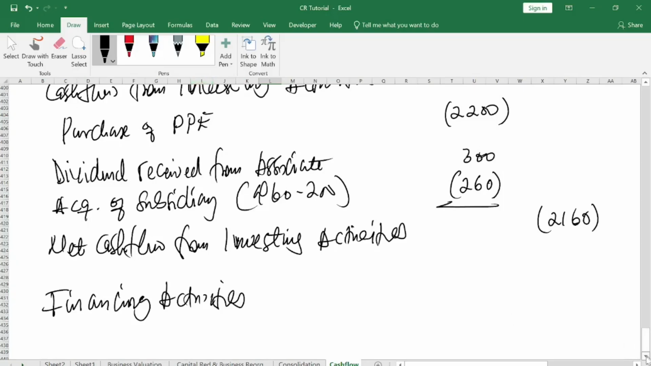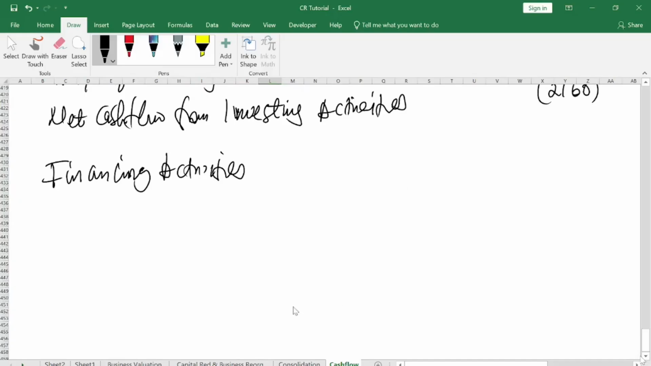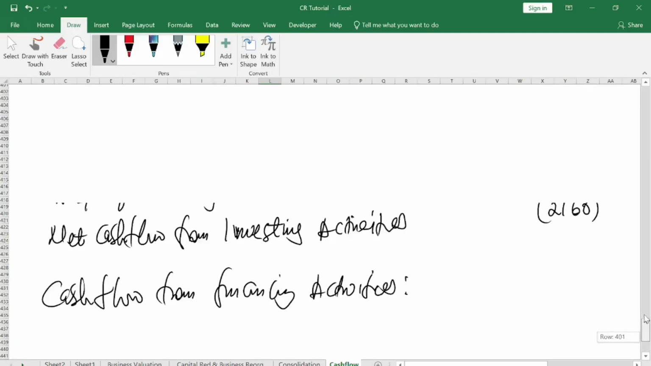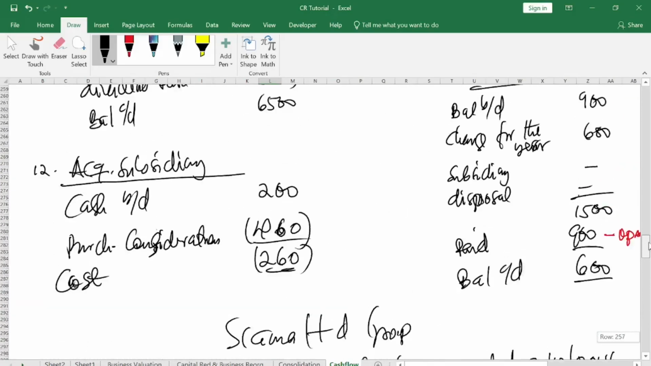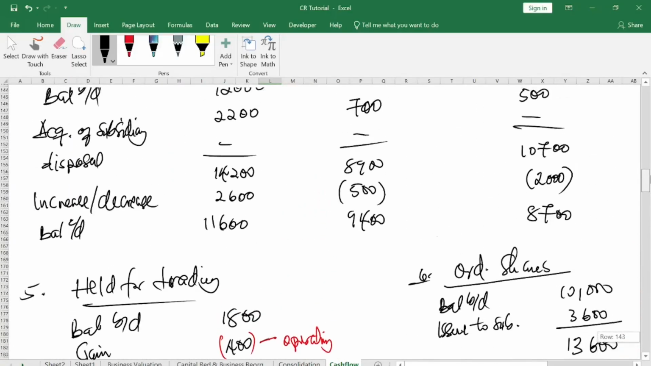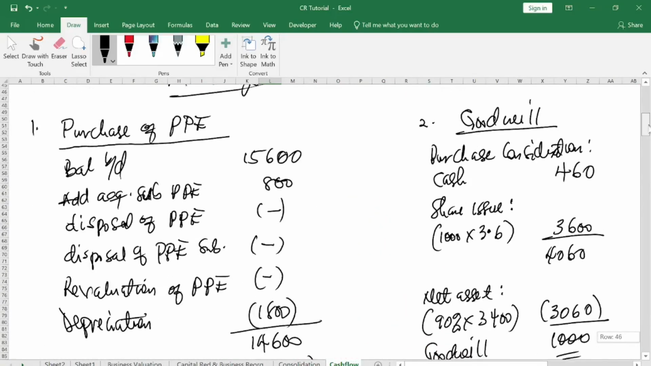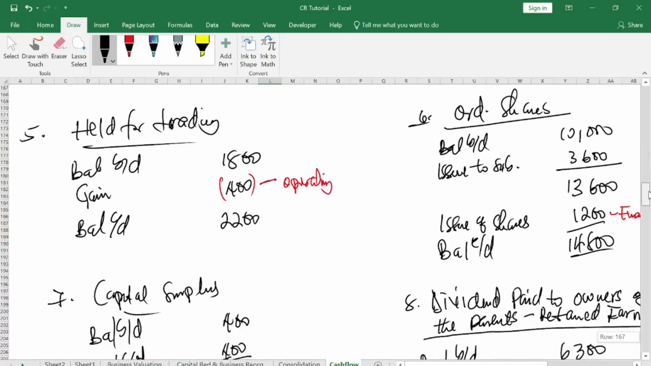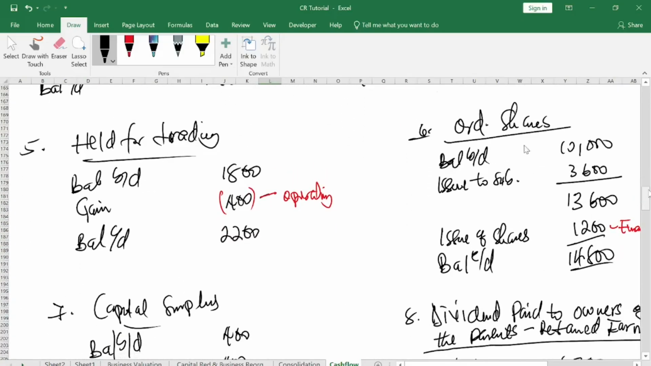So let's move to financing activities. You remember we did a lot of calculation under financing activities, right? Which one can you remember? Issues on equities. Go to the calculation that we did here. We'll pick all the information here. We start from the ordinary shares. Have you seen the ordinary shares under financing activities?